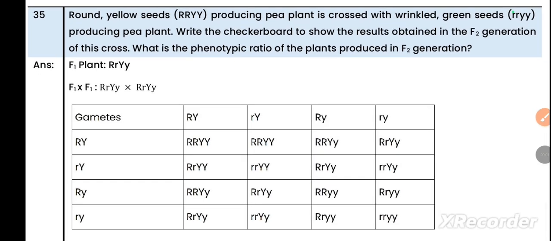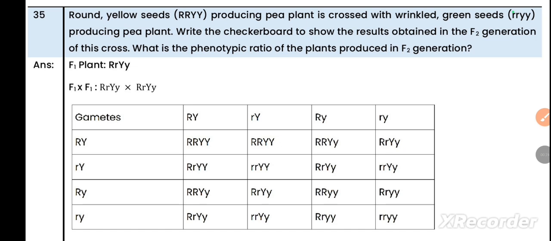Question number 35. A pea plant producing round yellow seeds, RRYY, is crossed with a pea plant producing wrinkled green seeds, rryy. Write the checkerboard to show the results obtained in the F2 generation of this cross. What is the phenotypic ratio of the plants produced in the F2 generation?